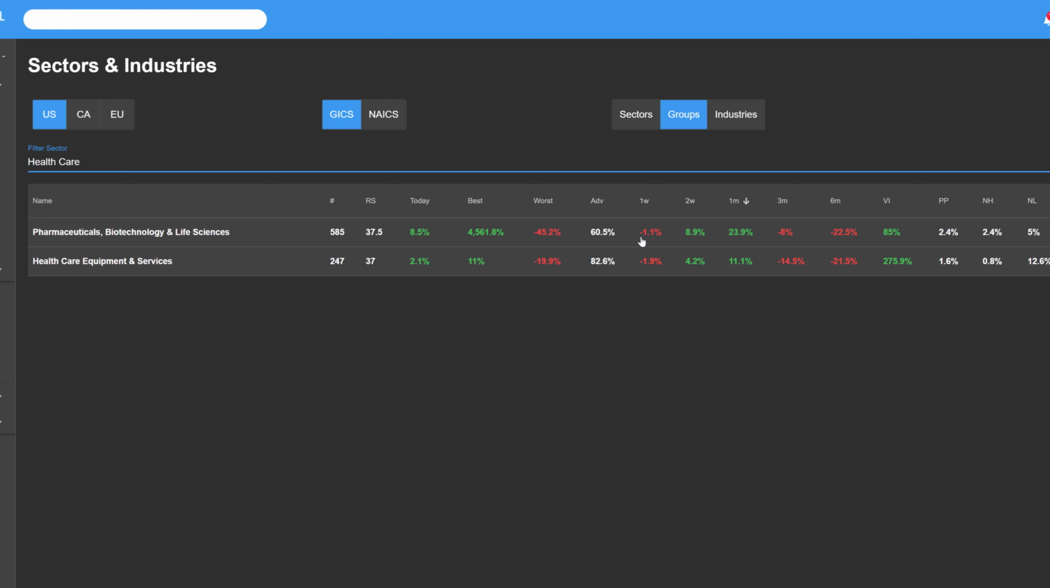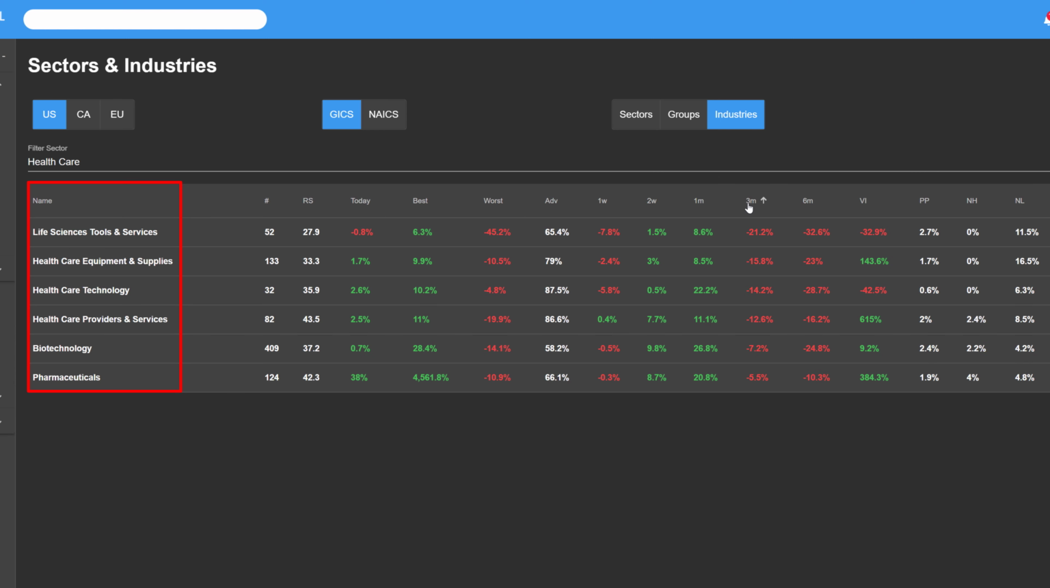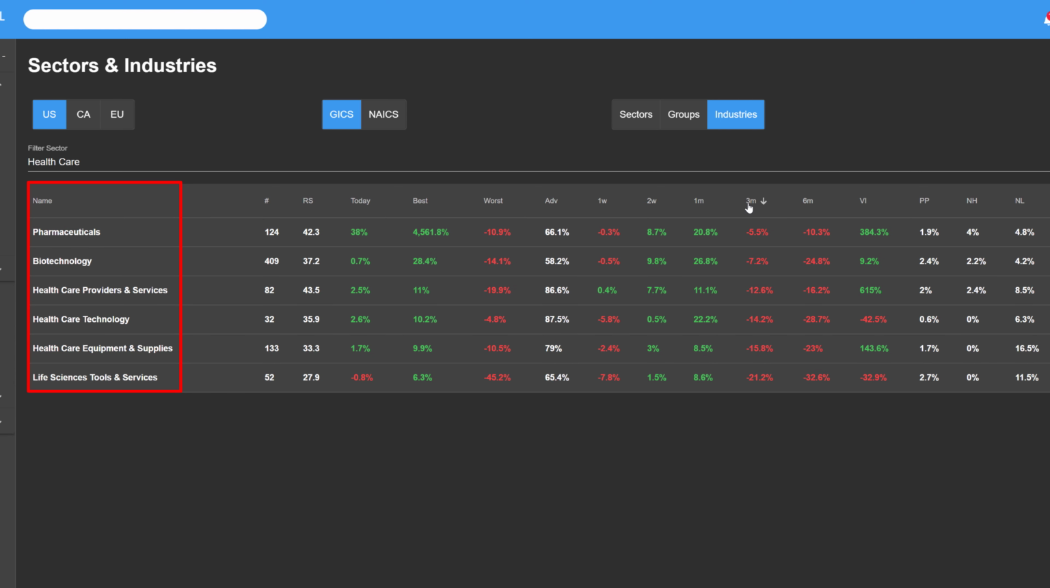If you want to look in even more detail, you can opt to click on Industries. Thus you can observe that the sector Healthcare consists of 6 different industries, which allows you to examine in even more detail which companies contributed the most to the performance of the sector in the last 3 months. In this case, it's mainly the pharmaceuticals and biotechnology industries that are doing great.